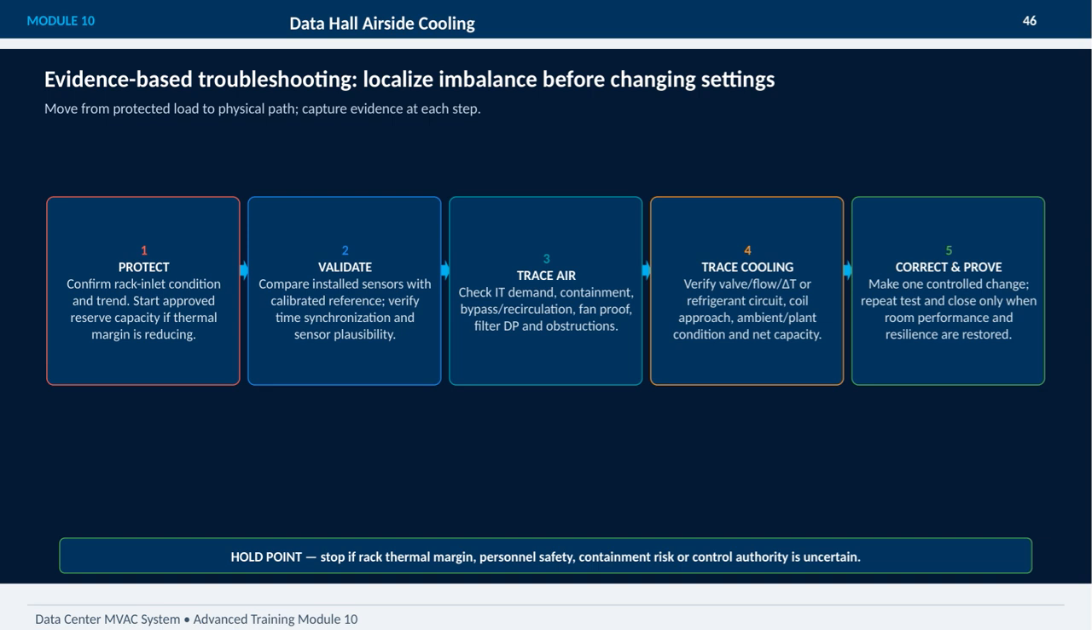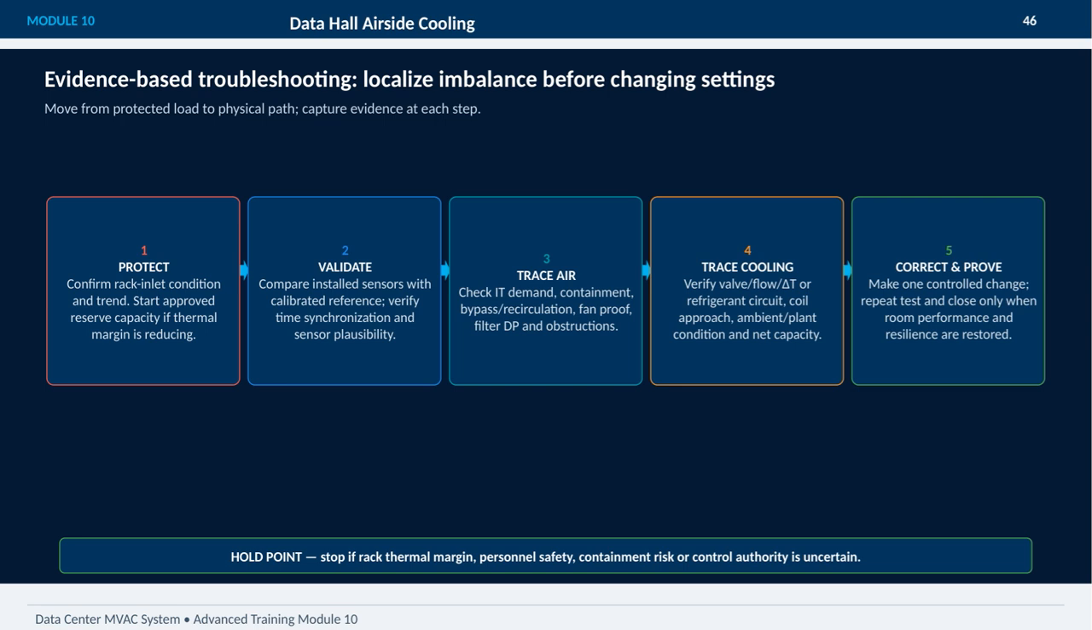Next, we trace the airflow by checking IT demand, containment effectiveness, and potential obstructions including fan and filter conditions. After that, we trace the cooling side, verifying valve operations, flow rates, temperature differentials, and overall coil and plant conditions. Finally, we make one controlled correction at a time, retesting to ensure room performance and system resilience are fully restored. Always remember the hold point.